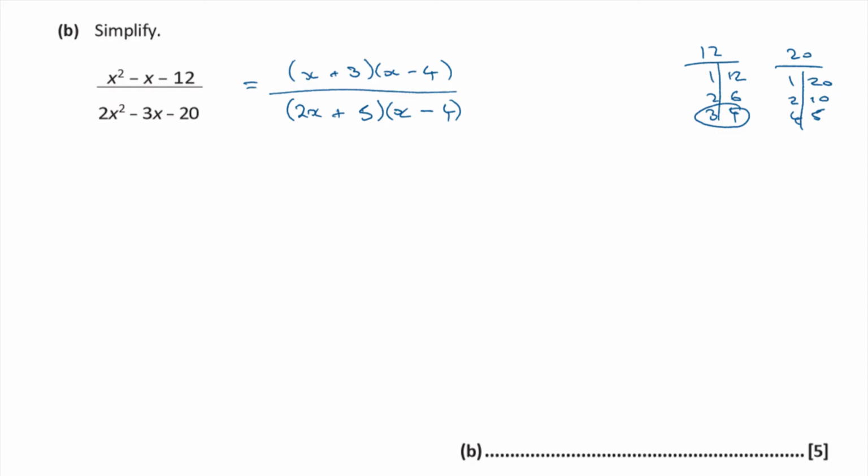And you'll notice now then that we've got some common factors top and bottom, because I've got an x minus 4 and an x minus 4. So those two can just cancel each other out. And that's just going to leave me with x plus 3 on the top and 2x plus 5 on the bottom. That's it. That's about as simple as we can get. So I'm going to write that down as my final answer.